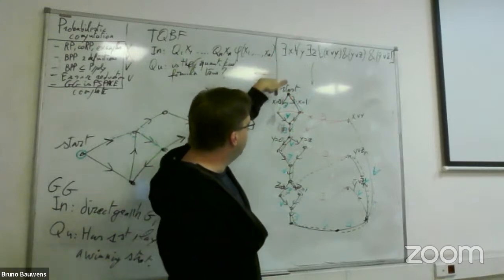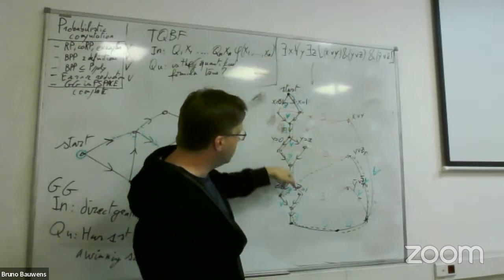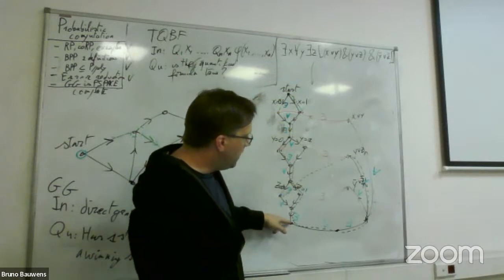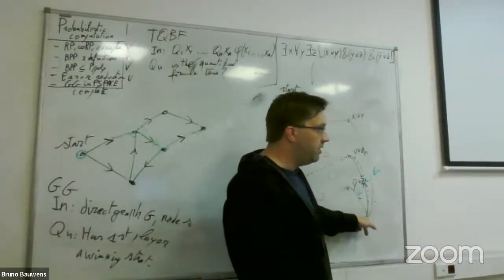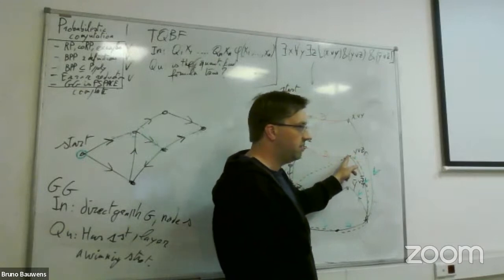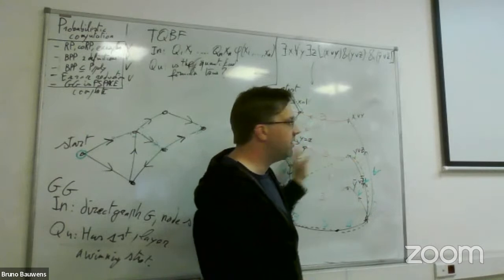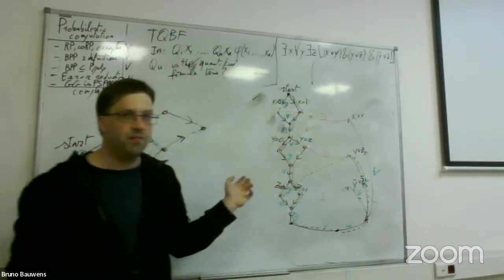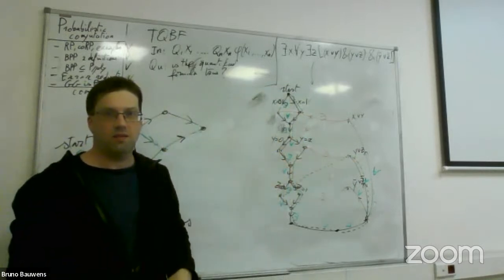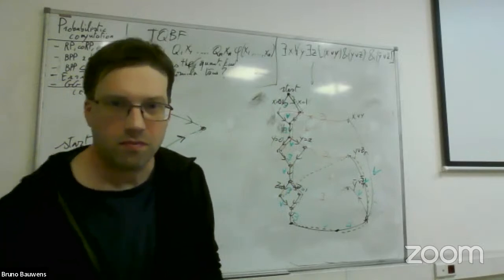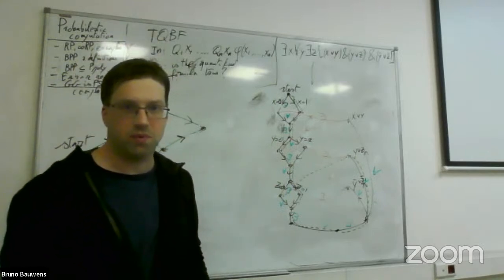So the for all player will choose according to his strategy. And then the for all player comes here and he chooses the clause that's false. Since the clause is false, all the moves of the exist player are blocked. Okay, so I guess that's the end of the proof of the reduction.